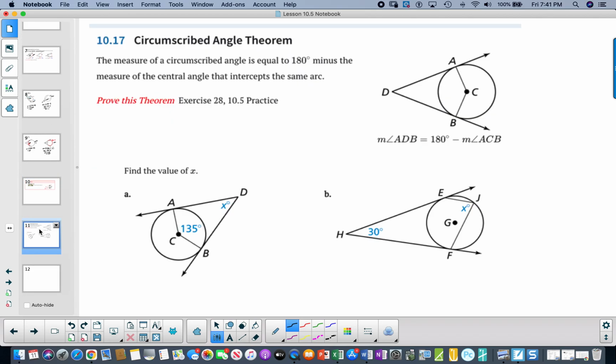There is a theorem about circumscribed angles. So it talks about the measure of a circumscribed angle. So this angle is 180 minus the measure of the central angle. So if we know this angle, then this angle right here is 180 minus that. Well, if we're working with 180, that means that these two angles are supplementary angles.